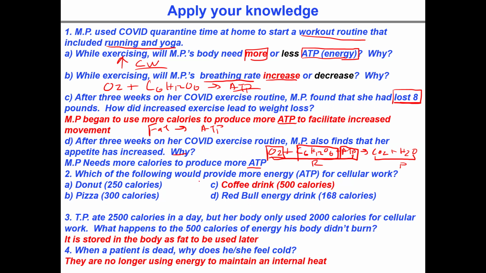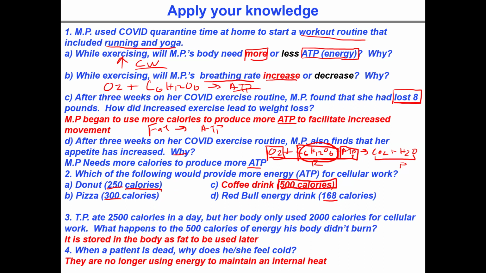Which of the following would provide more energy, ATP, for cellular work? So remember, we're measuring our food energy in calories, because again, we're using that food in order to produce ATP. So in this case, we need a high calorie count in order to increase the amount of glucose. So in this case, a donut has 250, pizza 300, Red Bull 168. So in this case, a coffee drink would have the most because it is 500 calories.